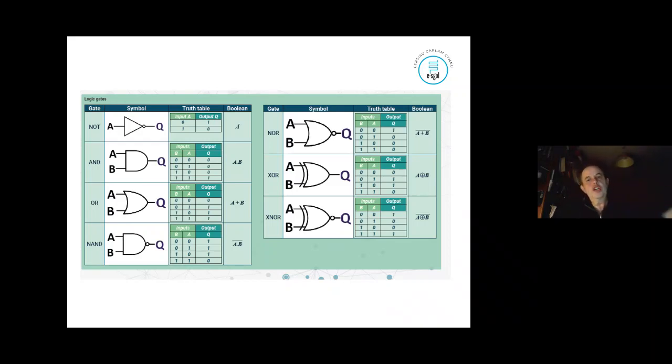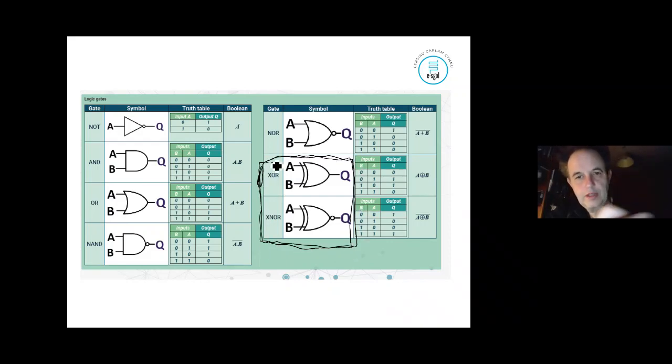It's essential that you learn all of them. Of all of these gates, the most common mistakes I see are when people do the XOR and the XNOR gates. They are the trickiest of all the truth tables. With the XOR, you've got 00 gives you 0, 01 and 10 give you 1, and 11 gives you 0. And then the XNOR is just the opposite.